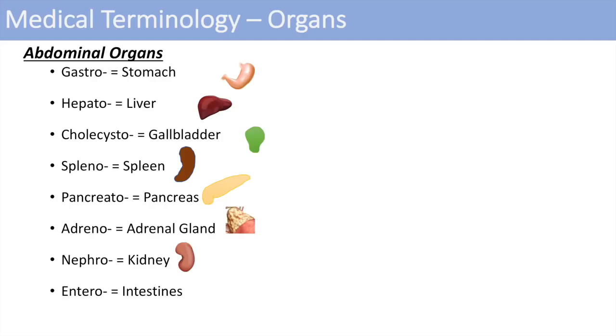Entero is used for the intestines, so you might have heard of enteritis, an inflammation of your intestines. And another one is colo, which is for the colon or large intestine. So you might have heard of colitis, so that's an inflammation of the colon.